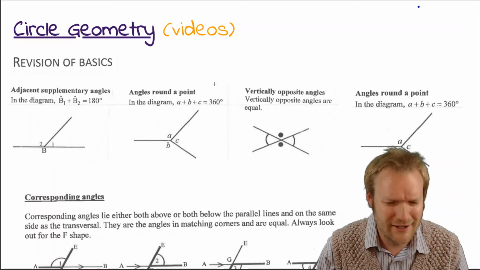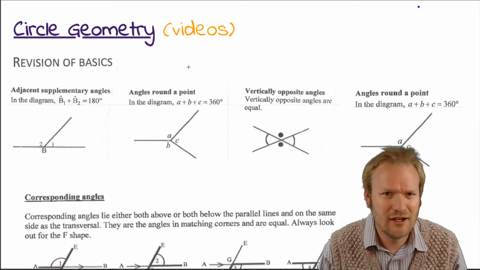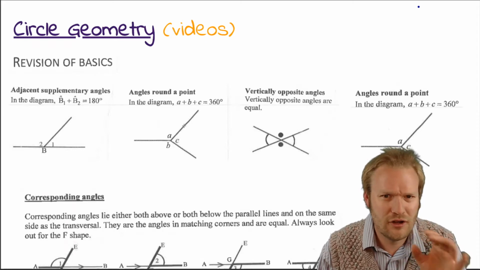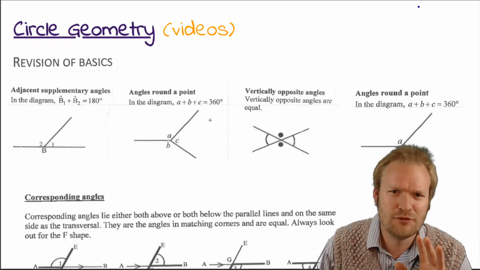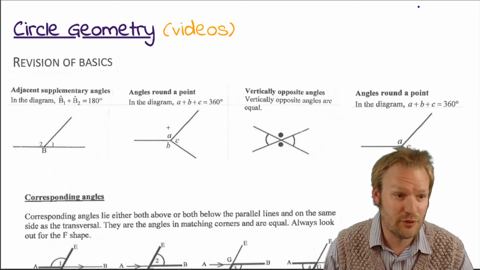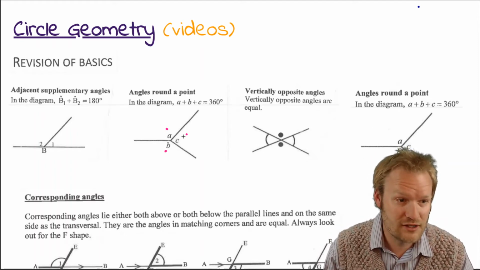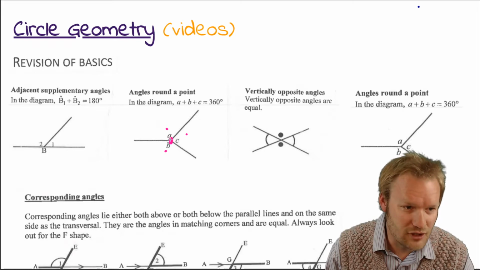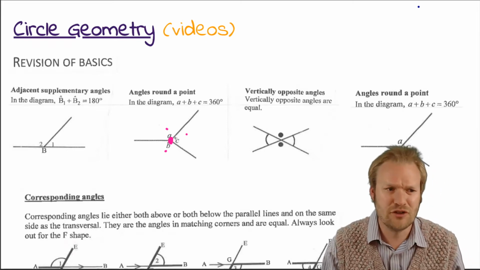Welcome back. The idea behind this one is I just want to get from you, are there any of these that you're not feeling too comfortable with? Now you have a chance to let me know. So, angles round a point. If we've got 3 angles and those 3 angles are round a point, that adds up to 360 degrees.